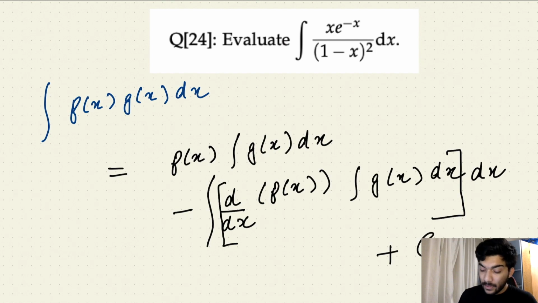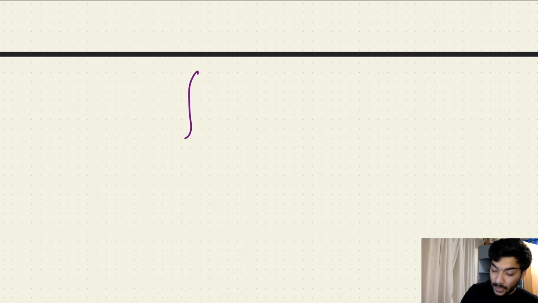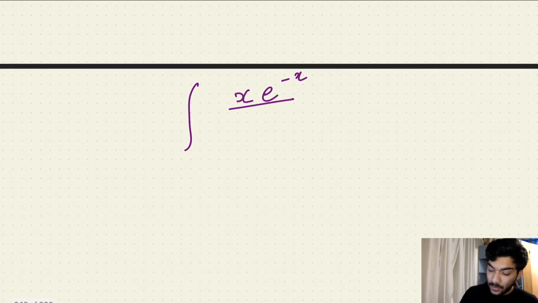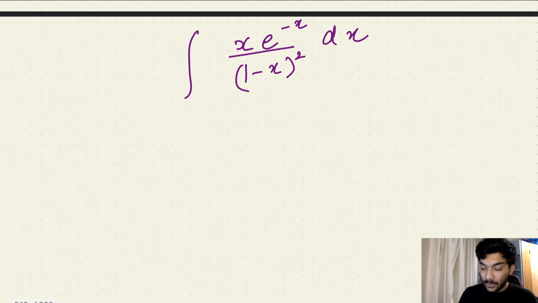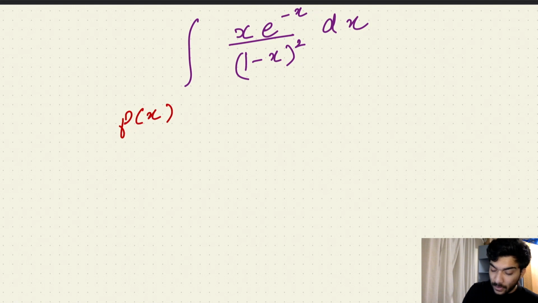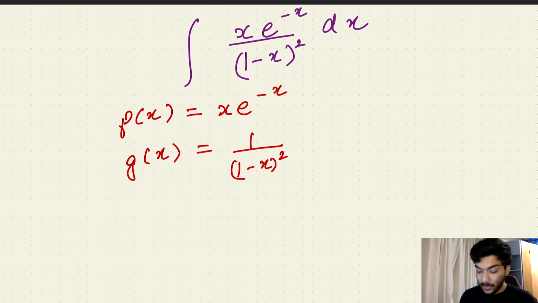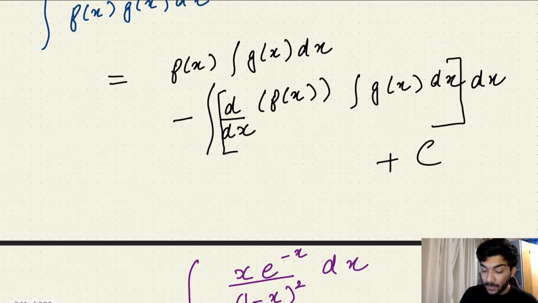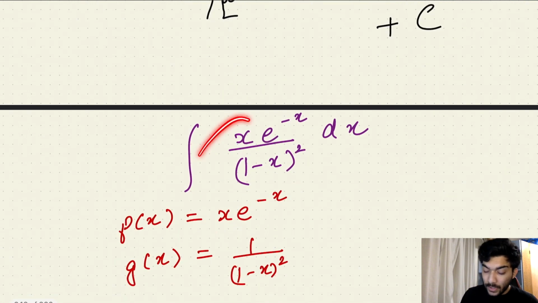And in this case, you'll realize that since we are calculating the indefinite integral of x e to the power minus x upon (1 minus x) whole square dx, after going through all the possible combinations, you'll realize that if you take your first function in this case to be x e to the power minus x, and your second function to be 1 upon (1 minus x) to the power whole square, you'll basically simplify this integral expression over here to a much simpler expression than your original integral in this case.